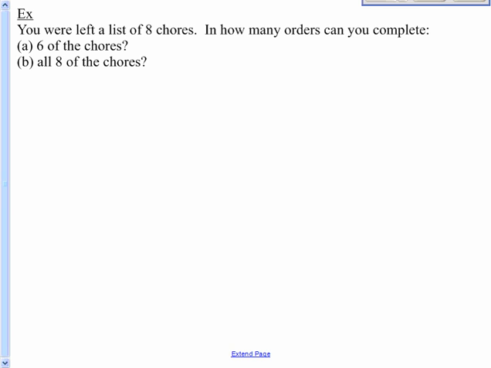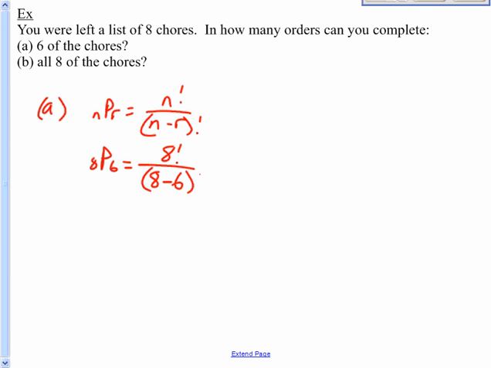Permutations, order matters. All right, you were left a list of 8 chores, and how many orders, okay, so order matters again, can you complete 6 of the chores? So you have nPr, n factorial over n minus r factorial, and we're saying I have 8 to choose from, and choosing 6, right? I'm doing 6 of the chores, so 8 factorial over 8 minus 6 factorial. That's 8, 7, 6, 5, 4, 3, 2, 1 over 8 minus 6 is 2.